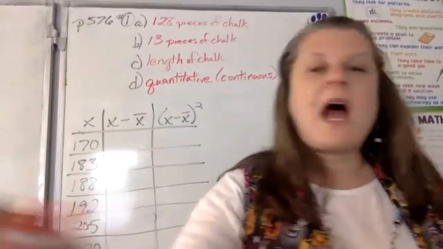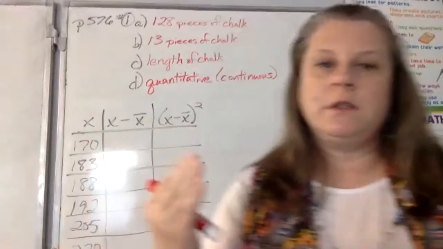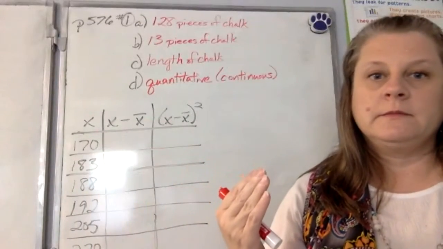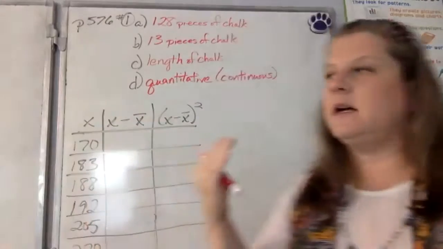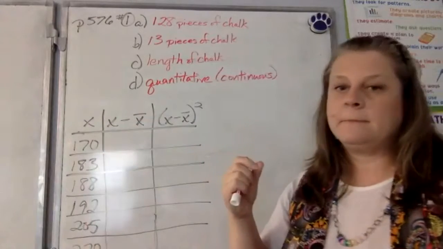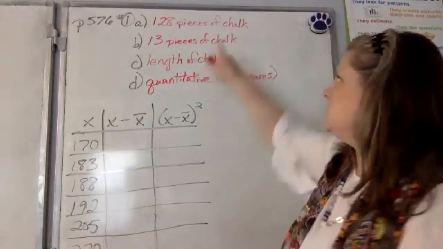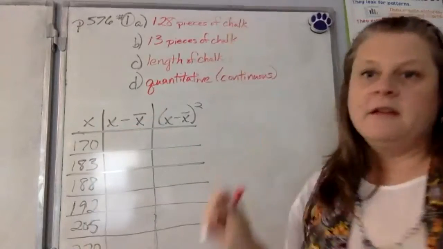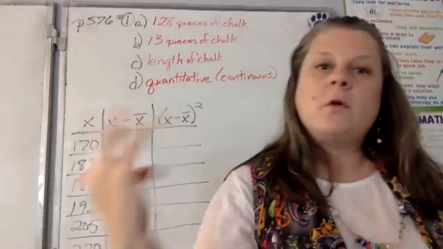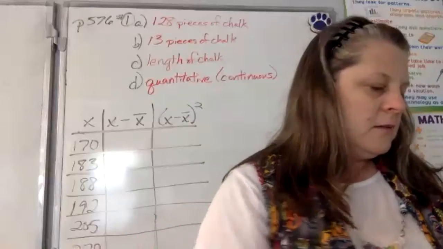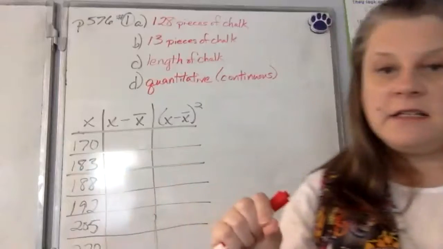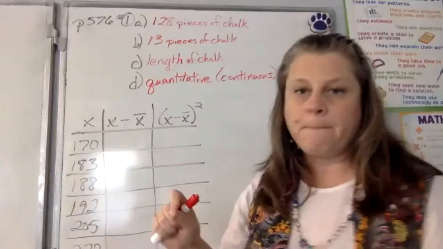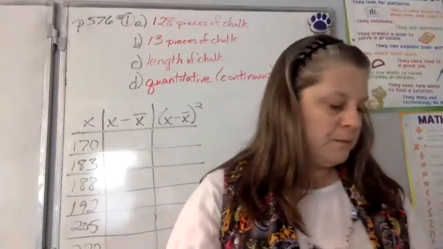What is the entire group of interest called? The entire group is the population. That's what we found on part A. The population, the total number is your population. The part that I look at is my what? Sample. Sample. Okay.